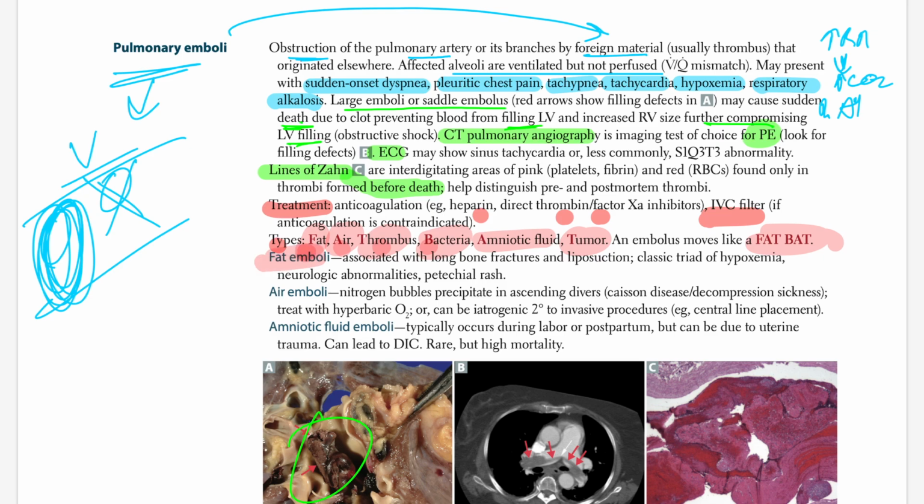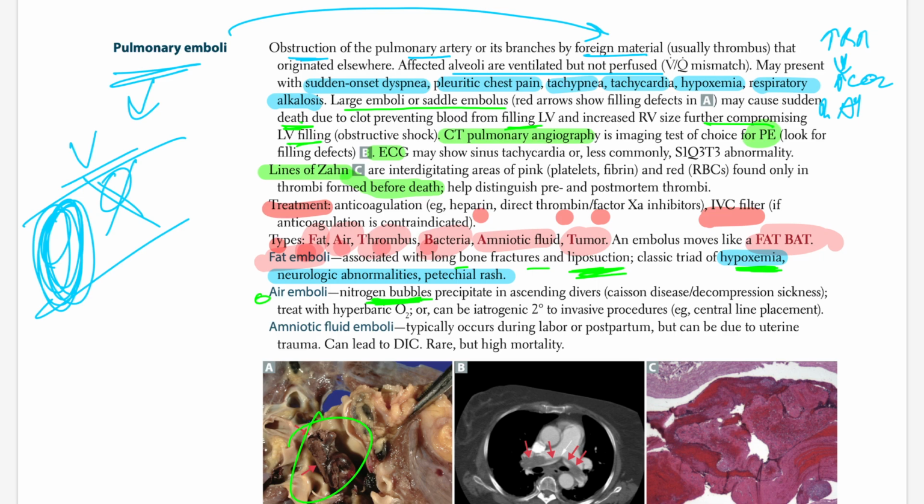So what is the fat emboli? It is associated with long bone fractures, liposuction, with a classic triad. You will have hypoxemia, neurological symptoms, and a petechial rash. Fat embolism is going to cause hypoxia, neurological symptoms, and petechial rash, while air emboli would cause nitrogen bubbles, which will precipitate in ascending divers, which is caisson disease or decompression sickness.